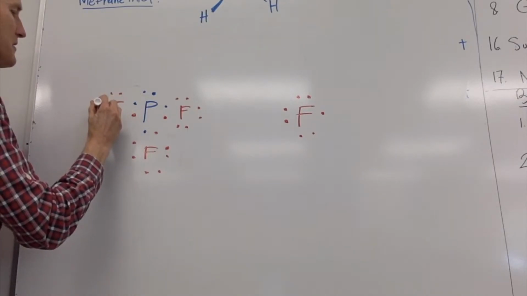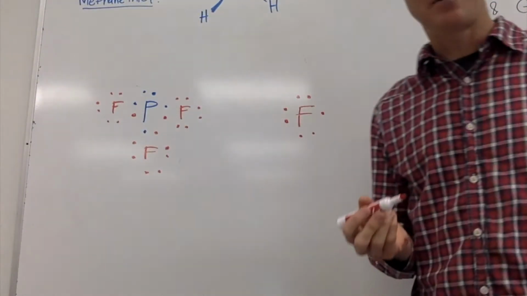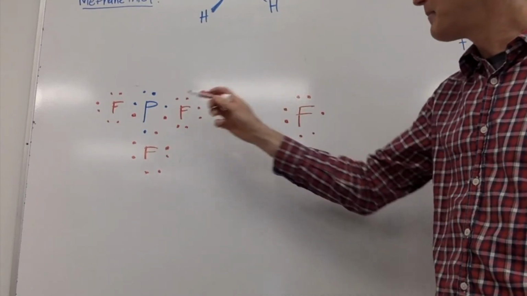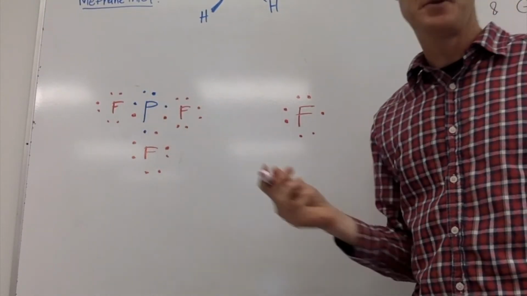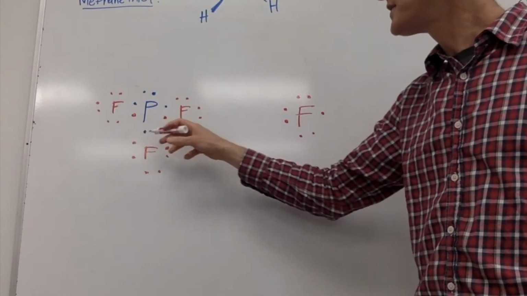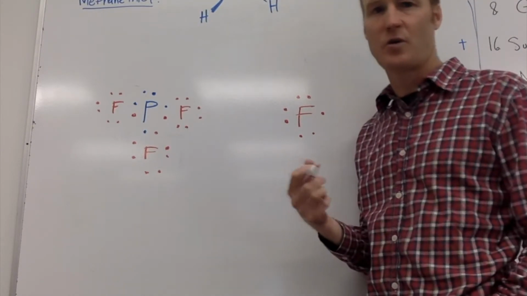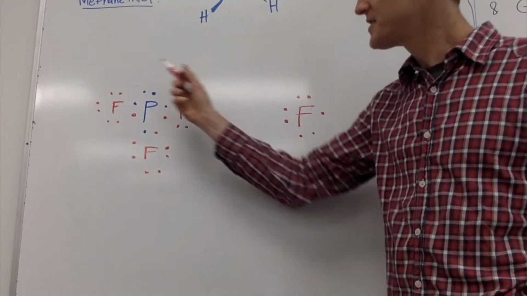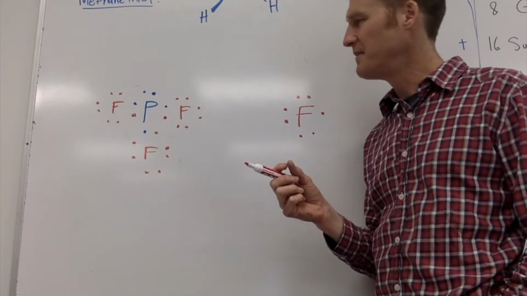Look at this. Fluorine has satisfied the octet rule by gaining an electron here, here, here. 3 different fluorine atoms have satisfied the octet rule. Phosphorus has also satisfied the octet rule by getting 1 electron from each of these fluorines. So this is an electron dot diagram for phosphorus trifluoride.